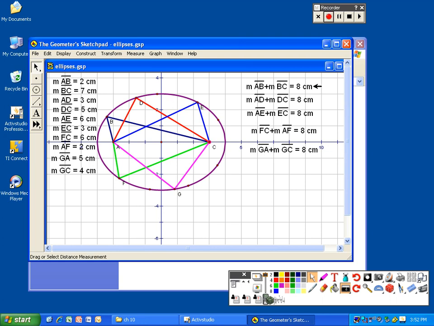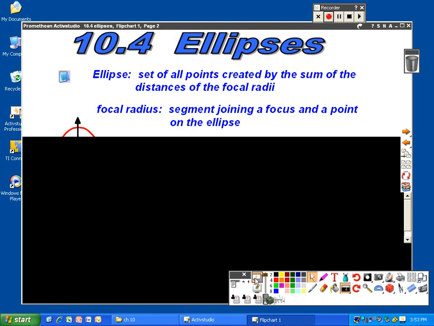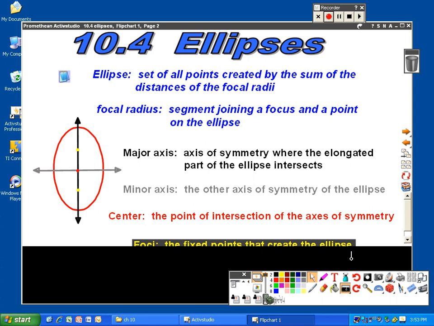Notice here, from A to B and B to C is the same as AD plus DC, as AE plus EC, as FC plus AF, as GA plus GC. As long as that sum is consistent, you will form this purple ellipse. So now, let's take a look at that a little closer.